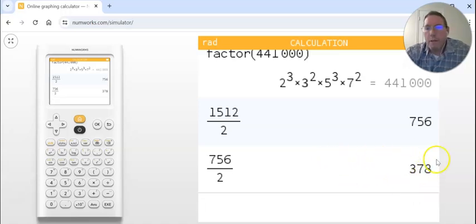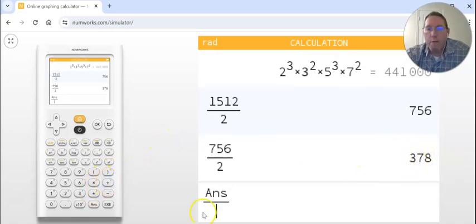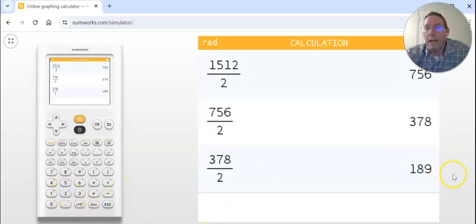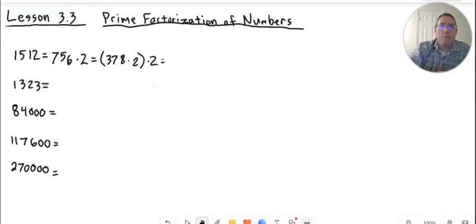Now I want to show you something cool about this Numworks calculator. As long as you're not subtracting, if you're dividing, all you have to do is hit the division button. Okay, you can hit the division button and it'll take this answer and automatically put it in. And then we're going to divide by 2 again, and we get 189. Now this is not an even number. Therefore, it's odd, so we're done dividing by 2. Okay, so this is going to be now 189 times 2 times 2 times 2.